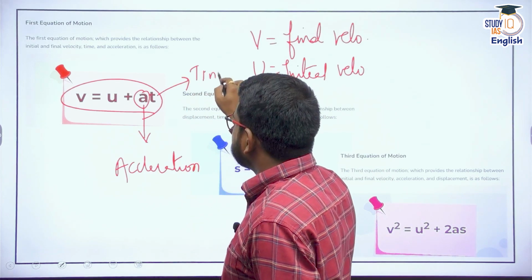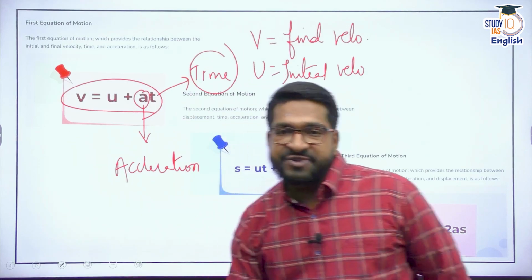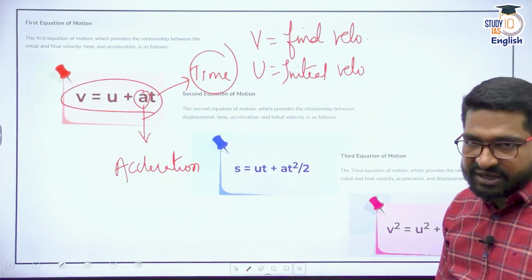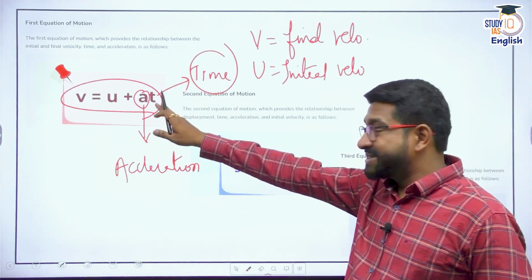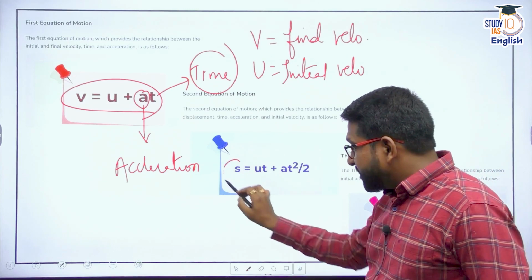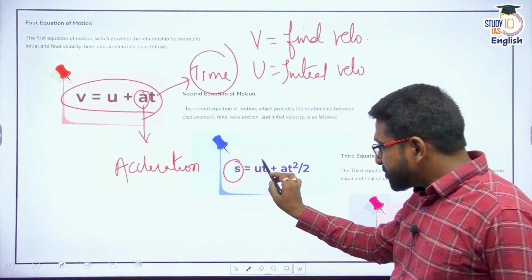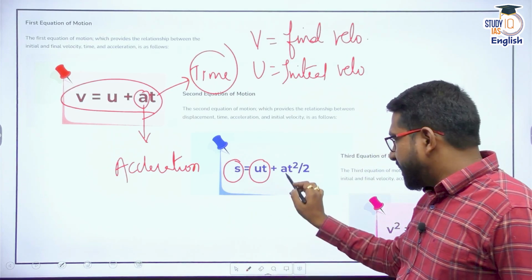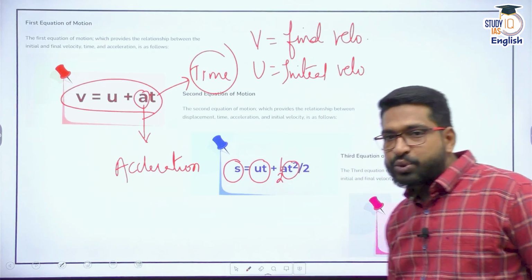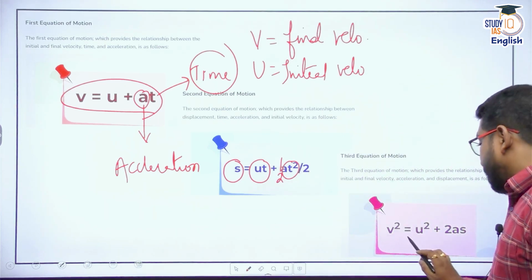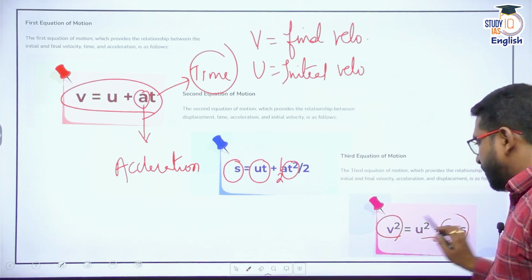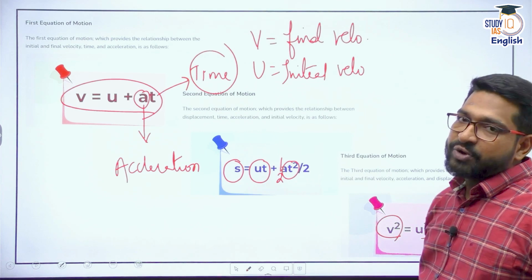So there are three equations of motions which have been defined. V is equal to u plus at. That means final velocity is equal to initial velocity plus acceleration into time. Distance that is covered, s, is equal to initial velocity into time plus half into at square, acceleration into square of the time, and v square is equal to u square plus 2as, or 2as is equal to v square minus u square. This is the third equation of motion.